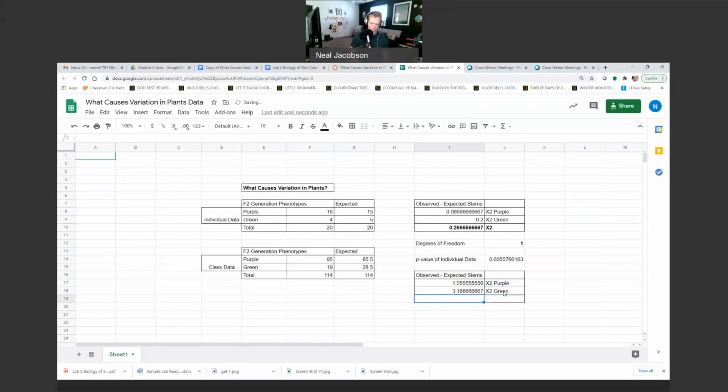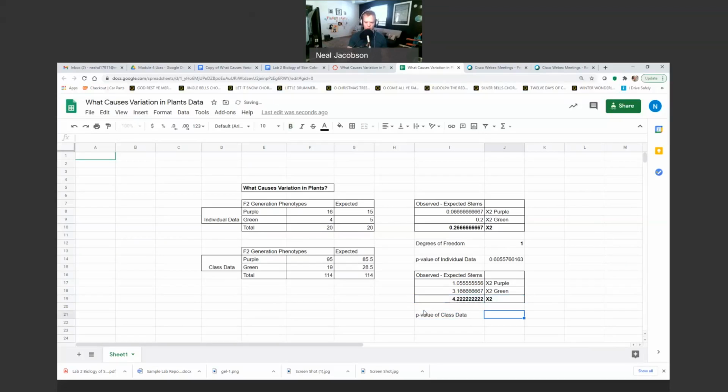And then I'll take the sum of those. So we have to add up those two categories. So, sum of those two. Boop. And then this is my chi-squared. I'll click on this and bold it so we know that's that. I already know my degrees of freedom is the same for both groups. And then I'll calculate the p-value of the class data.